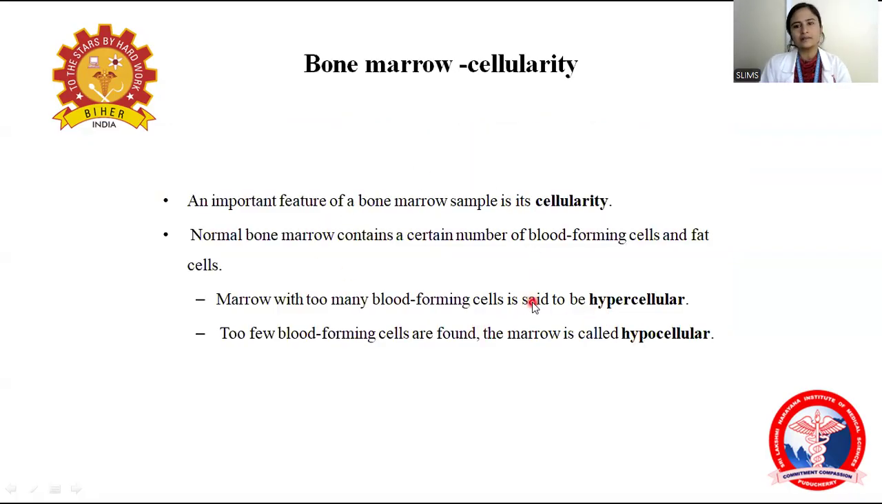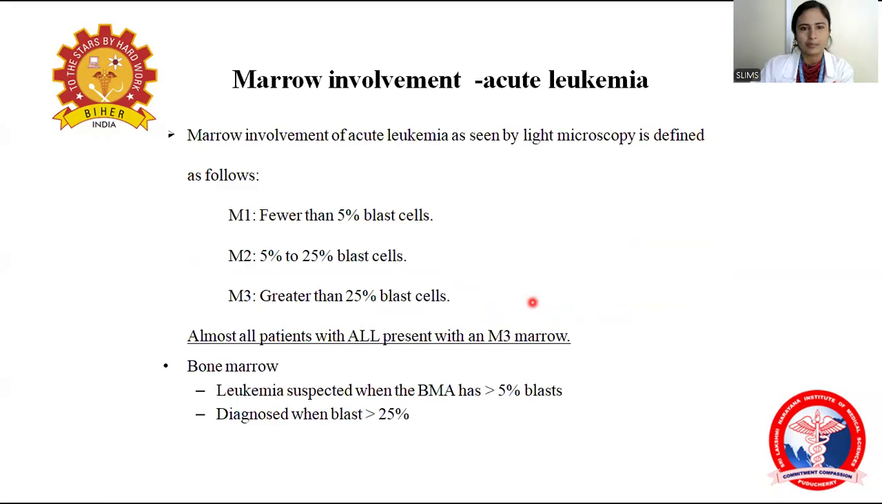After seeing this in the peripheral blood smear, you will go for the bone marrow study. In the bone marrow study, you need to see the cellularity of your bone marrow. Normally bone marrow contains a certain number of blood forming cells and fat cells. If the marrow has too many blood forming cells, we can say it is hypercellular. If the marrow has too few blood forming cells, then the marrow is hypocellular.